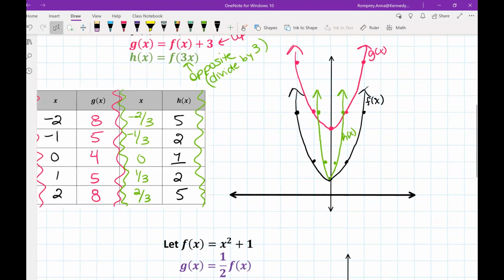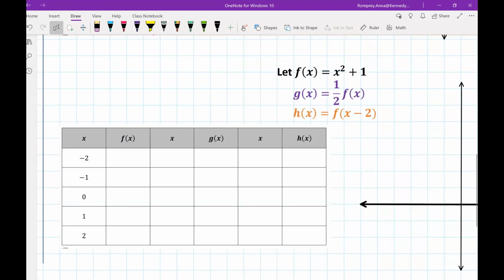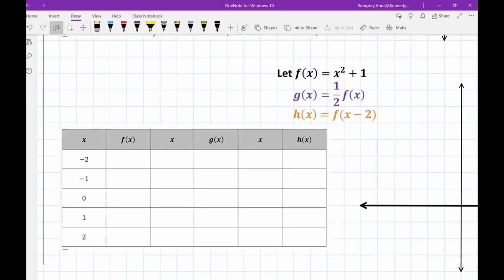Hey, look, we kept our f of x the same, x squared plus 1. So I'll be able to use those again. We're just doing some more transformations. So you can graph first, you can do a table first. It's up to you. So if you'd like to pause the video, go right ahead.